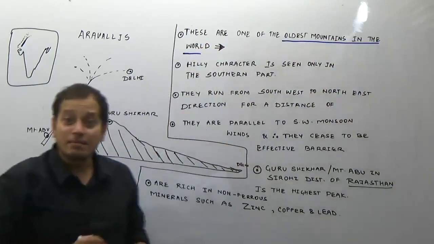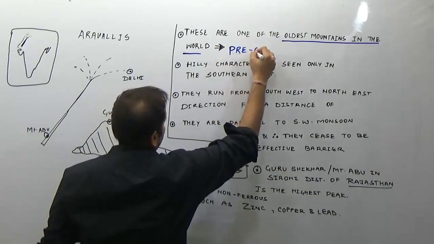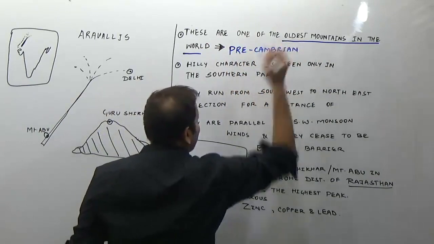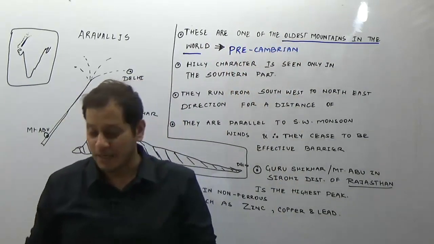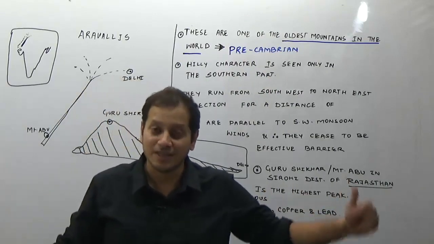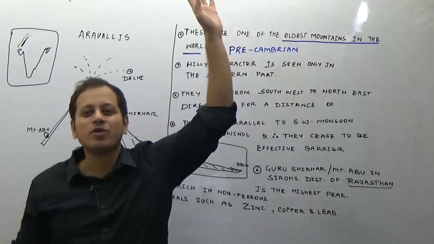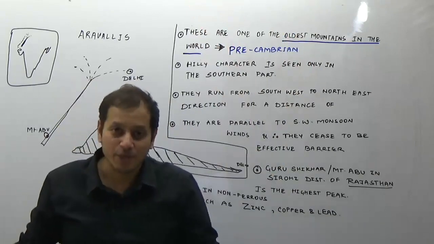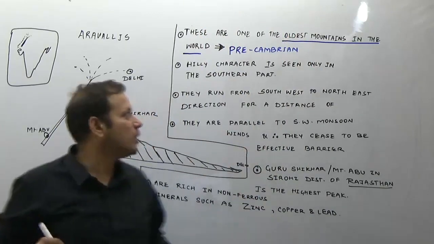How old? They belong to the Precambrian era. That is, they are the Precambrian mountains. Why? Because the Precambrian era is where the geological history of the earth began. So these are one of the oldest fold mountains, much before the formation of the Himalayas, much before the collision of the Indian plate with the Eurasian plate, much before the Deccan Plateau. These are the oldest mountains in the world.